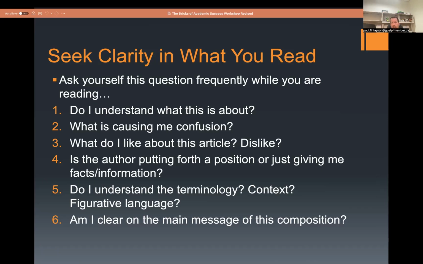The next point is seeking clarity. The word seek means we're looking for something, okay? Seeking is looking for something. You have intent. What's clarity? You want it to be clear. So seeking clarity in what you read is you're actively looking to understand what is being said.